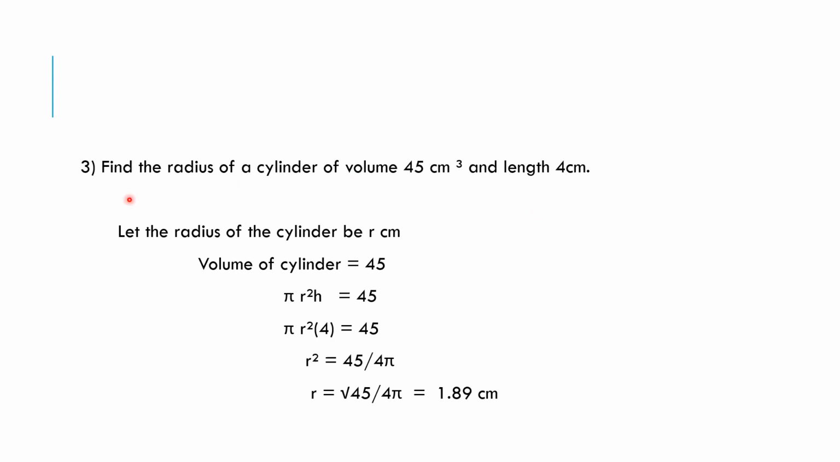Okay, let's have a look at another question. Find the radius of a cylinder of volume 45 cubic centimeter and length 4 centimeter. So let the radius of the cylinder be r centimeter. The volume of the cylinder is 45. The volume of the cylinder is also pi r square h. So pi r square h is equal to 45. And pi r square into 4 is 45. r squared is 45 over 4 pi. And r is square root of 45 over 4 pi. That turns out to be 1.89 centimeters. So the radius of the cylinder is 1.89 centimeters.